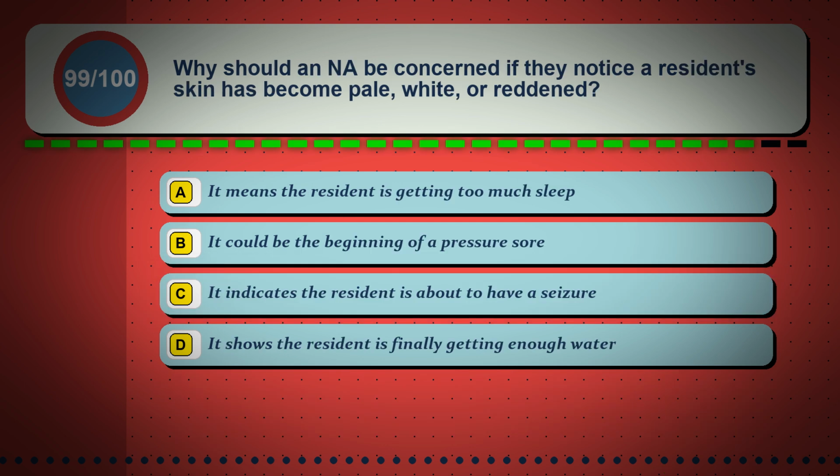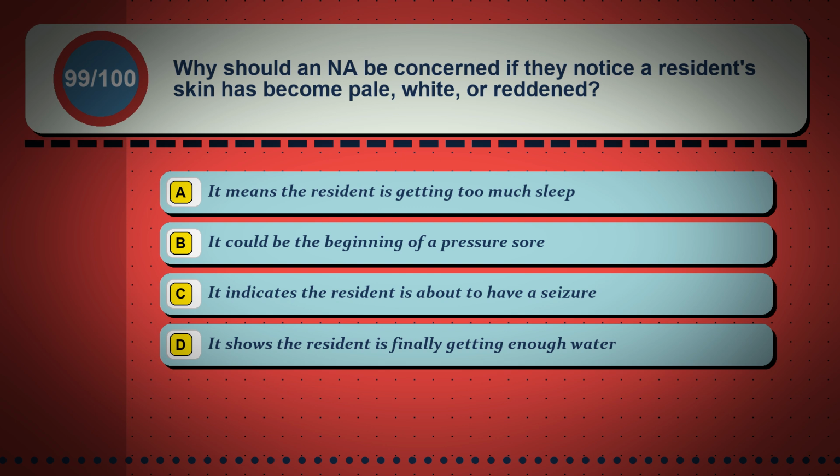Question 99. Why should a NA be concerned if they notice a resident's skin has become pale, white, or reddened? Option A, it means the resident is getting too much sleep. Option B, it could be the beginning of a pressure sore. Option C, it indicates the resident is about to have a seizure. Option D, it shows the resident is finally getting enough water.